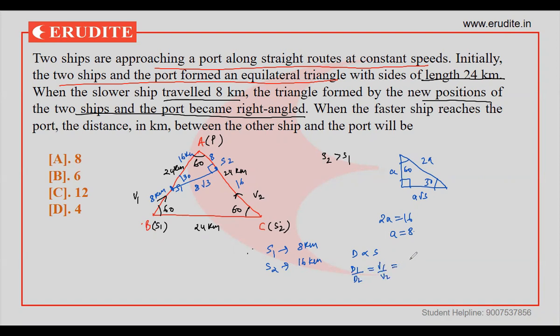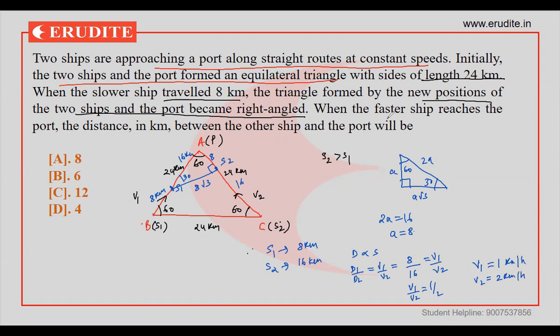So distance 1 is how much? 8. Distance 2 is 16. V1 by V2 ratio is coming how much? 1:2. So if I'm assuming the speed of ship 1 is 1 kilometer per hour, then the speed of ship 2 will be 2 kilometers per hour.